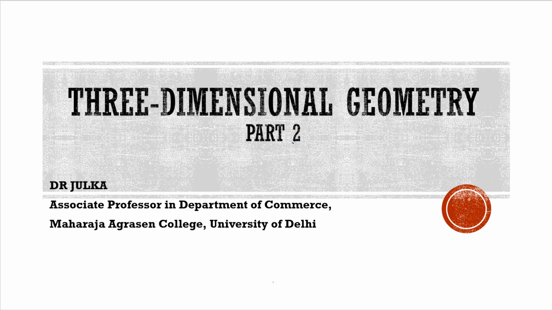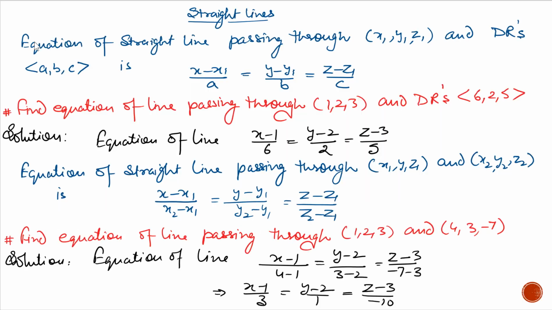Today's topic is three-dimensional geometry. In part 2, we will talk about straight line. Cartesian equation of straight line passing through x1, y1, z1 and direction ratios a, b, c is (x minus x1) upon a equals (y minus y1) upon b equals (z minus z1) upon c. This is the Cartesian equation of straight line.